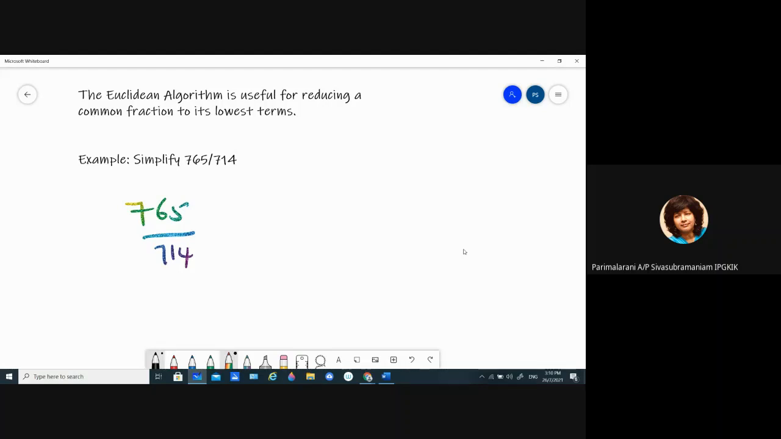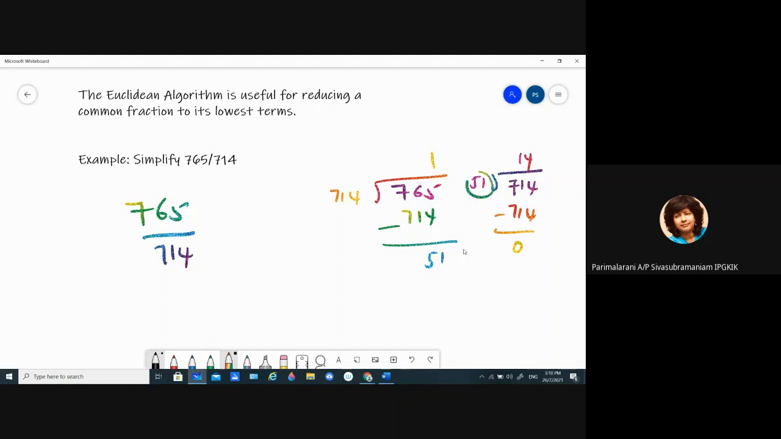What will the GCD be? Let's do it on the side here. So 765 divided by 714. How many times is that? 1, right? So 1. 714 minus 765, what do we get? 51. So now, 714 divided by 51. How many times can 51 go into 714? 14 times. 714, we have 0. So 51 is the greatest common divisor.